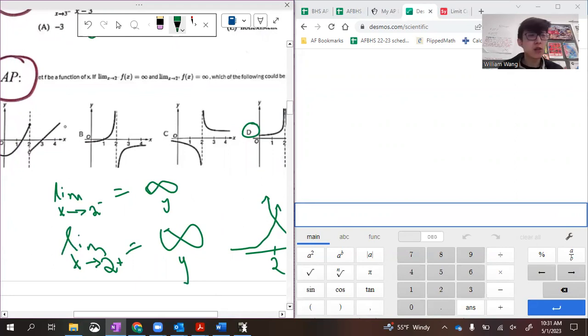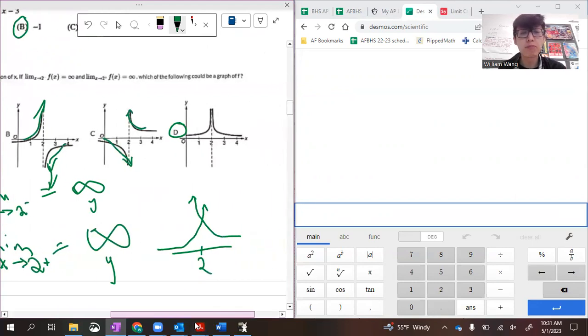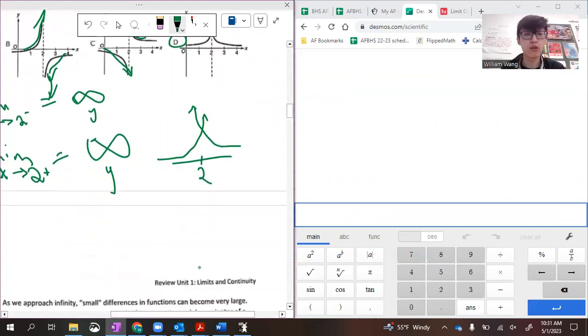It's clearly not going to be the other ones. For answer choice A, this approaches a finite value, right? It stops here, so it's not going to be infinity. This one goes to positive infinity and negative infinity, right? This one goes up and down. This one does the reverse, down and up. Only answer choice D, both of them from the left and the right, they go to infinity, right? Hopefully that makes sense.